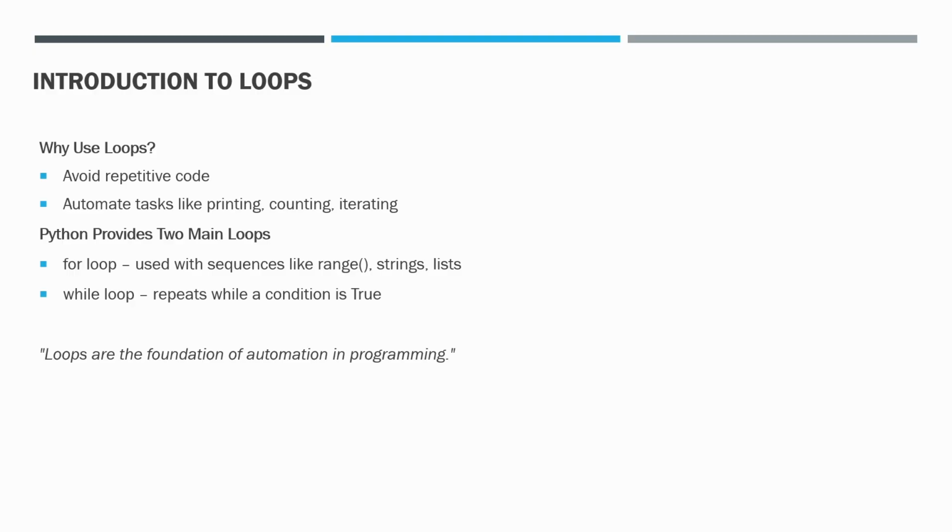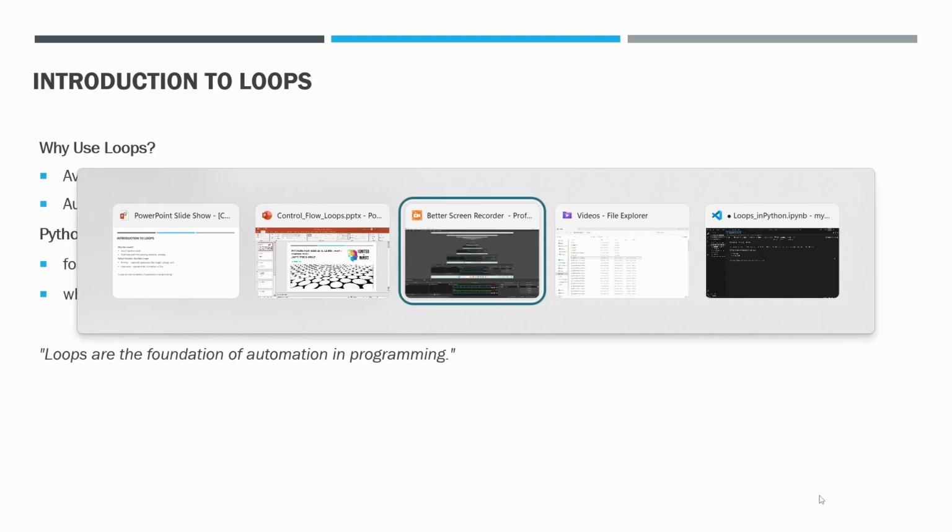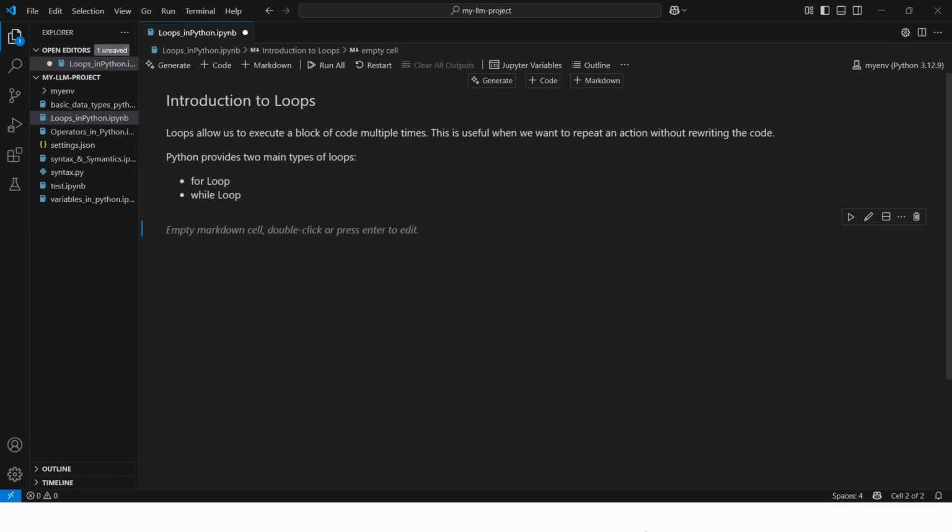For loop is used with sequences like range, strings, and lists. While loop repeats while a condition is true. So based on the condition, you can put a while loop. And once you look at the example, you will understand it better. So loops in a way are the foundation of automation in programming. So let's go to our Python notebook and we will create some examples and try to understand it better.